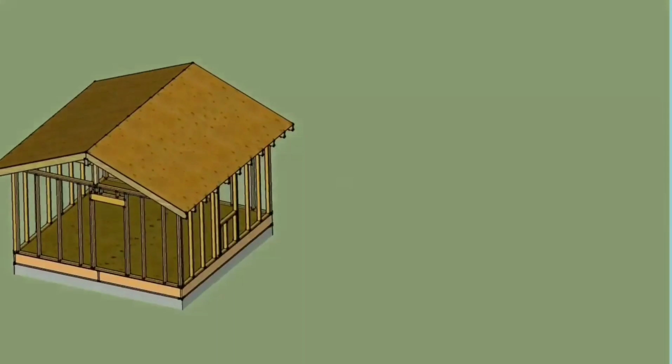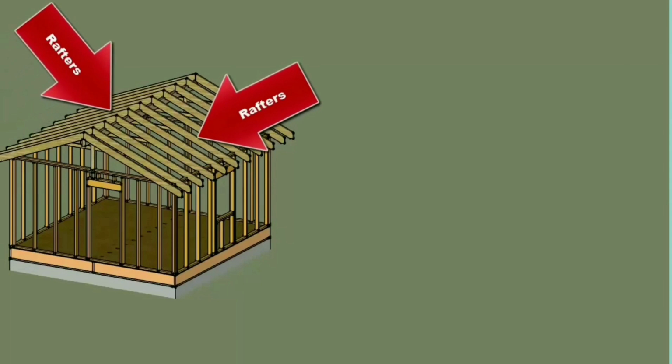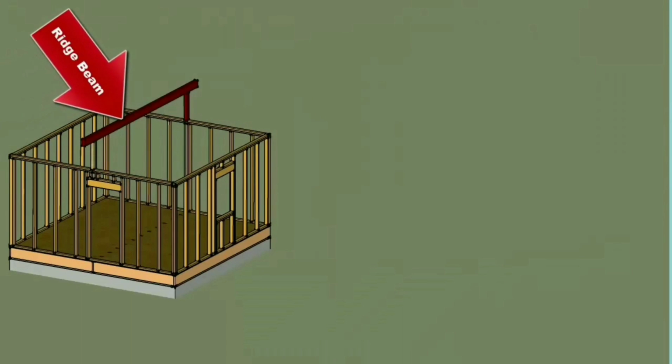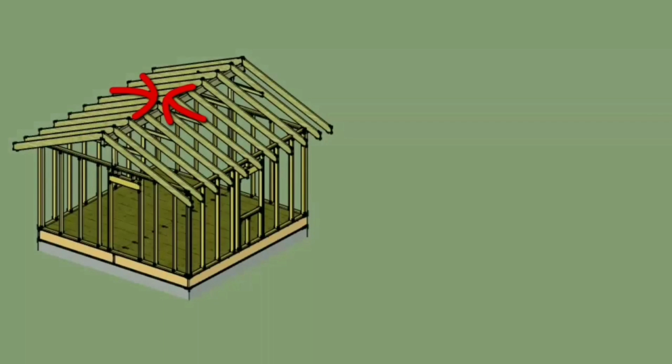Tributary width for rafters with ridge beam. Here's an example of the same house with rafters on a load-bearing ridge beam. Each rafter transfers half of its uniform load to the structurally significant ridge beam, which sits on columns or end walls, and the other half to an exterior wall. Our loads are supported by more elements in this type of structure.